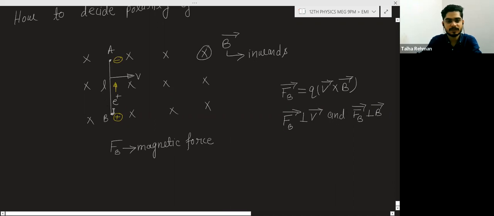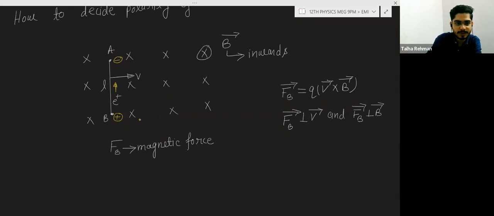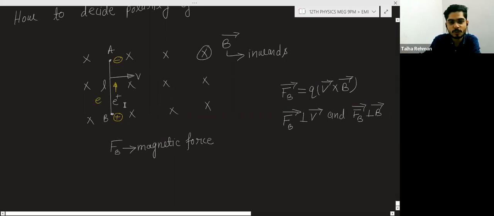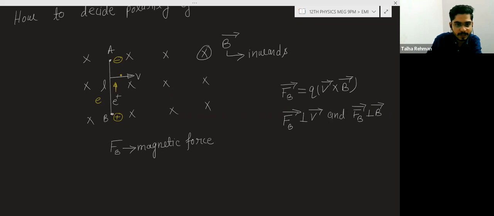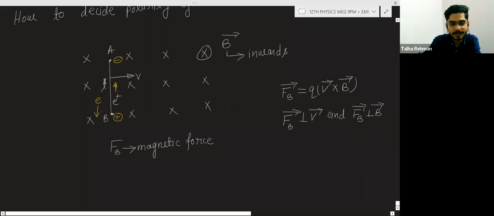But what is happening? This you have taken with respect to this positive charge, but in actual, in the wire we have the electrons. If the force on the positive charge is in the upward direction, then the force on the electron will be in this direction. Electron is moving from negative to positive, so the polarity of this conductor will be negative to positive. This end will be the negative and this end will be the positive.